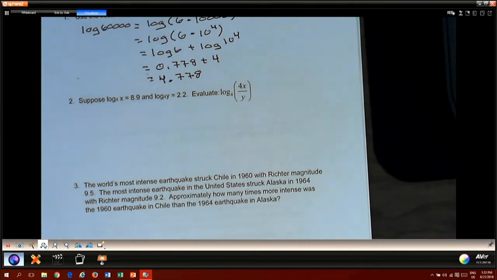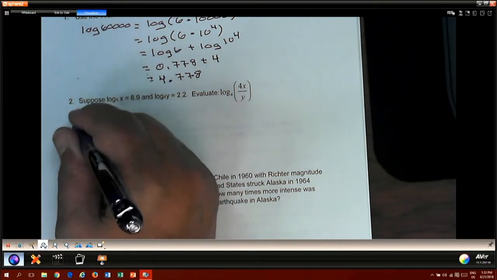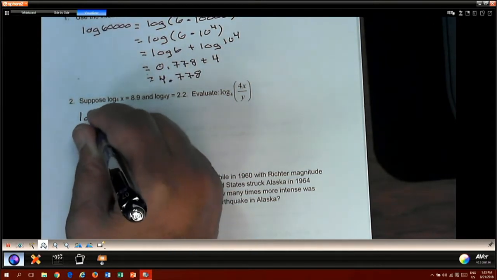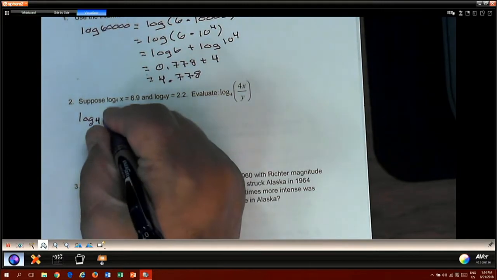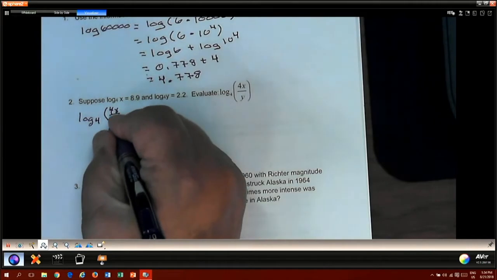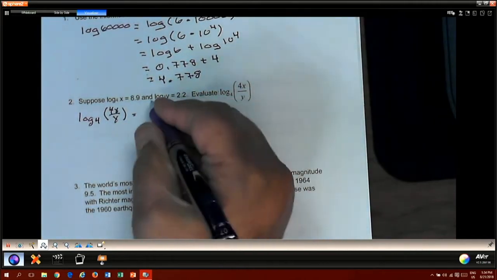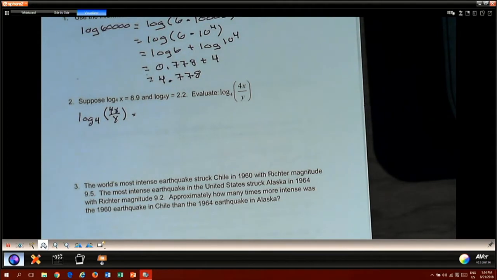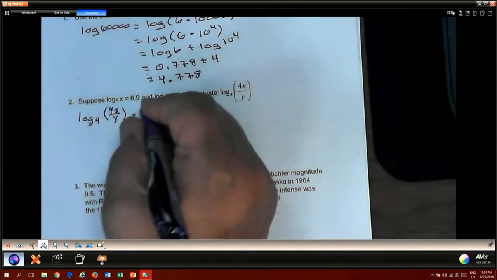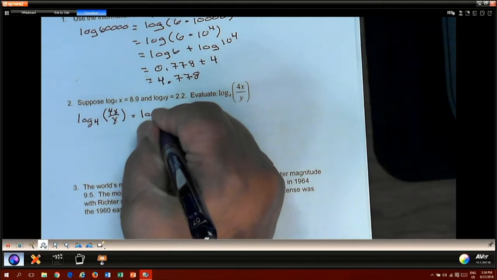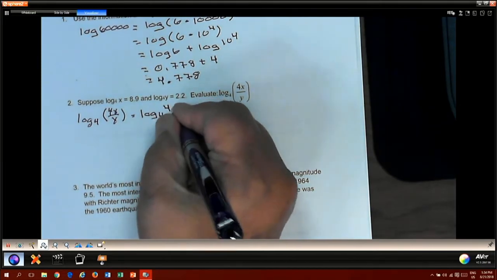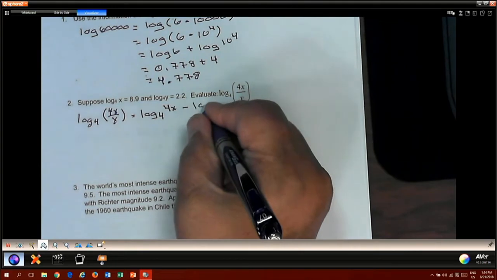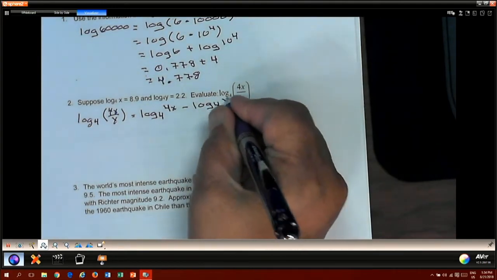Now, the next one, we're given the log base 4 of x and log base 4 of y, and we want to use them to look at this problem. So we have 4x over y. So this is a quotient. A quotient becomes a difference of two logs. So this would be log base 4 of 4x minus log base 4 of y.